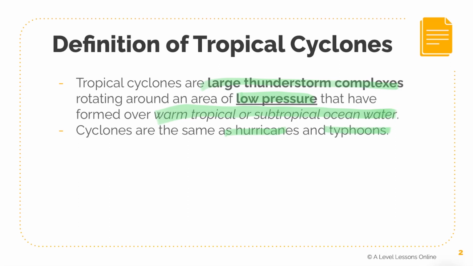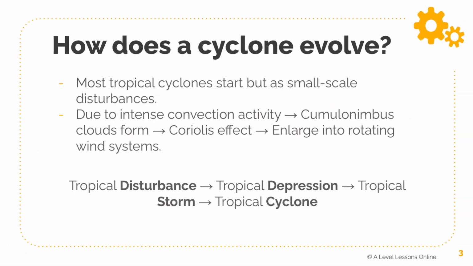For those of you who have heard these other terms before, there is no difference. So if you ever see them in your exams, you can just take note that they are basically the same thing. So how does a cyclone actually evolve? How does it start, what does it start as, and how does it end?